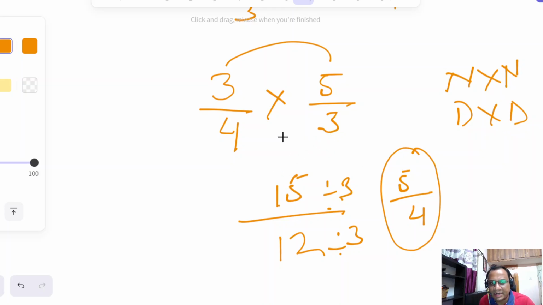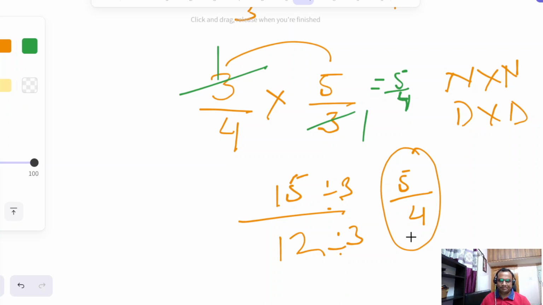But yes, I was telling that it's good if we convert them into lowest term. For example, it would have been better if I would have cancelled these threes. Now, see, straight away I get 1 into 5 is 5, 4 into 1 is 4. I don't have to reduce the final answer into lowest term. So how can you cancel?